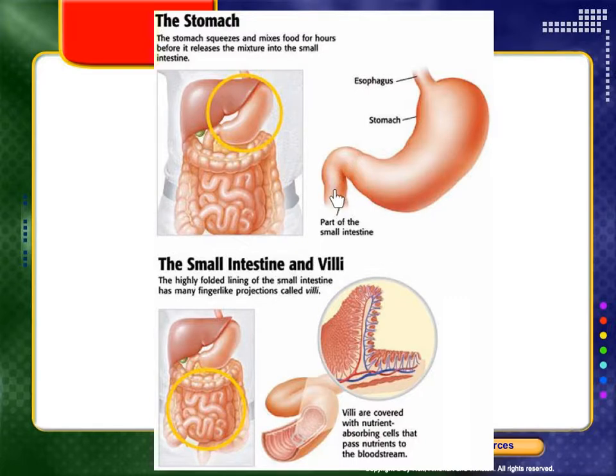Right here, where my pointer is, there's actually two things that go into the small intestine. So I'm going to look at this picture over here. See that pancreas right back there, that yellow organ? There's a tube called a duct that goes from the pancreas right into there. And so that's where that pancreatic juice comes in.